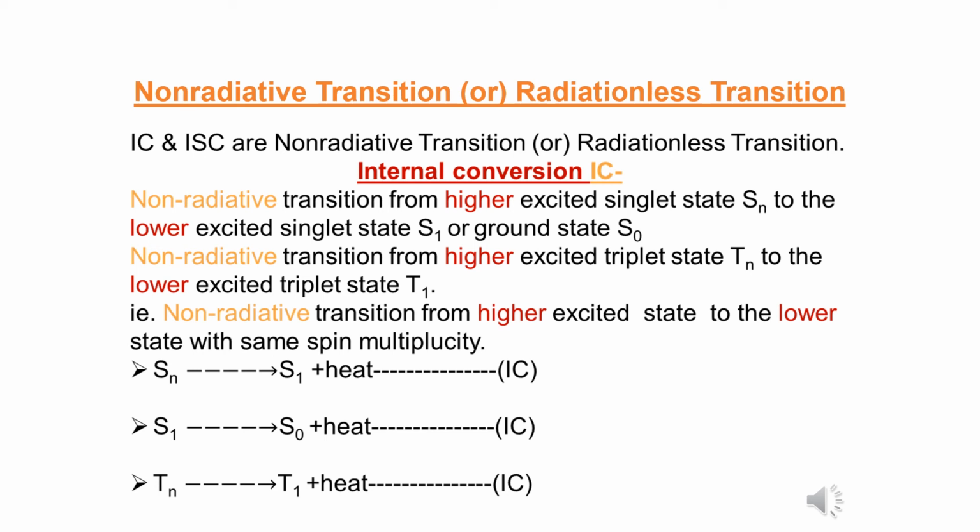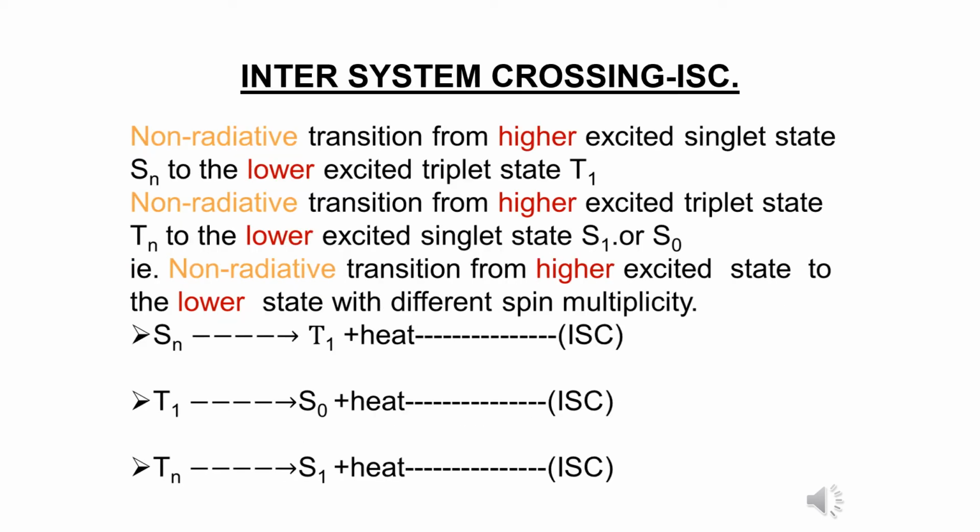Now simply, non-radiative transition from higher excited state to the lower energy state with the same spin multiplicity is called IC. That is Sn to S1 with the liberation of heat, that is IC. S1 to S0 with the liberation of heat, that is also IC. And Tn to T1 with the liberation of excess energy in the form of heat, that is also IC. So all these are internal conversion processes. Next one is intersystem crossing, simply ISC.